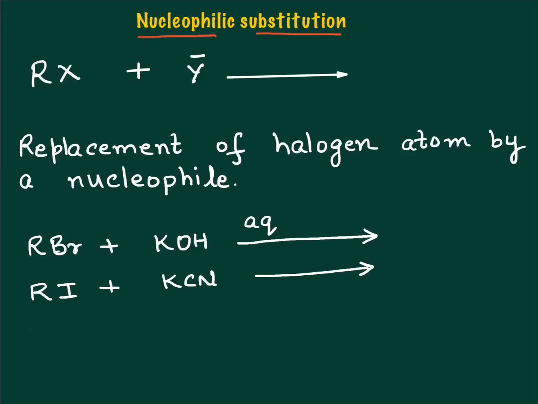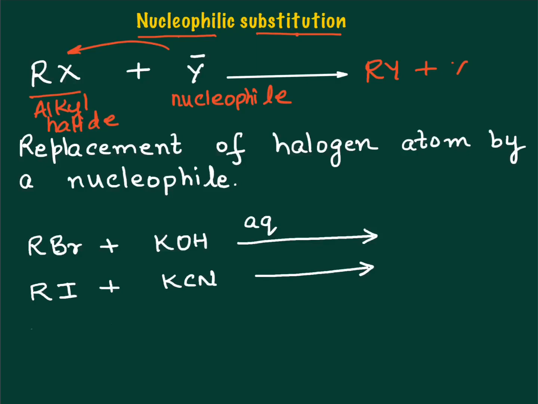Nucleophilic substitution, substitution by a nucleophile. So we've got the alkyl halide. So this is our alkyl halide. And we've got our nucleophile. A nucleophile comes, pushes out the halogen and takes its place, and we call this reaction a nucleophilic substitution reaction. Replacement of a halogen atom by a nucleophile.